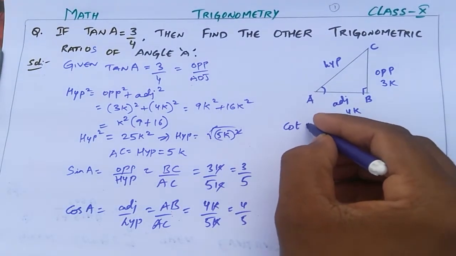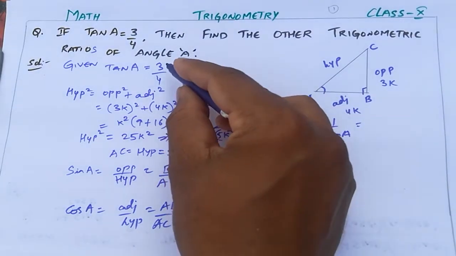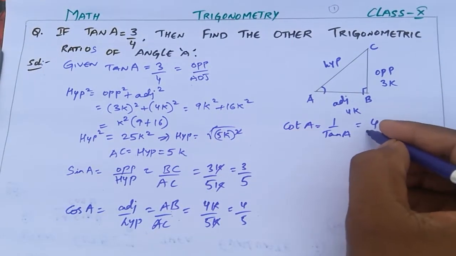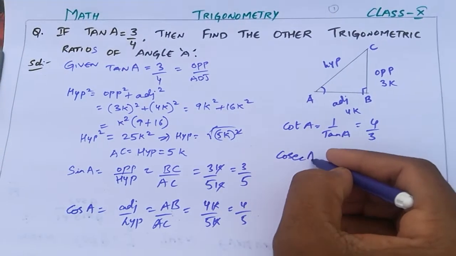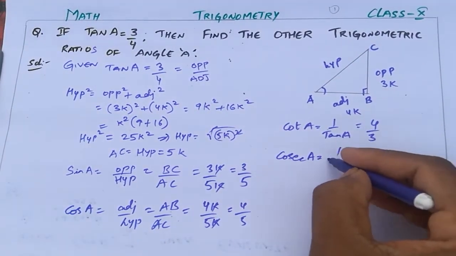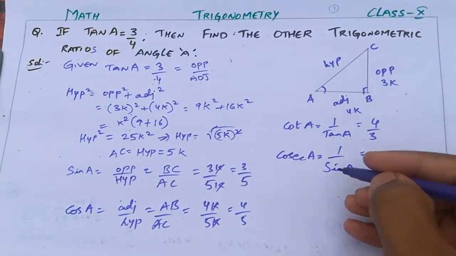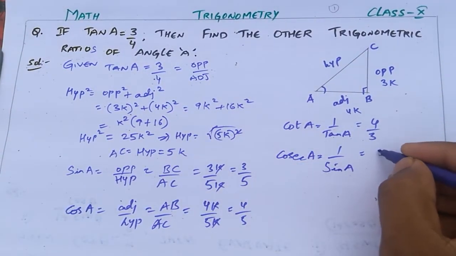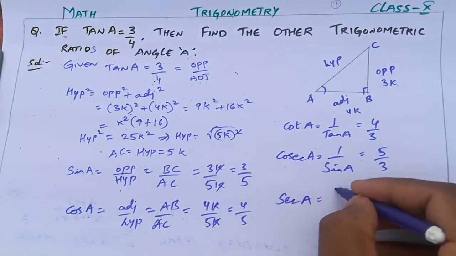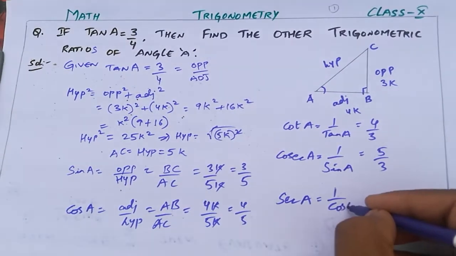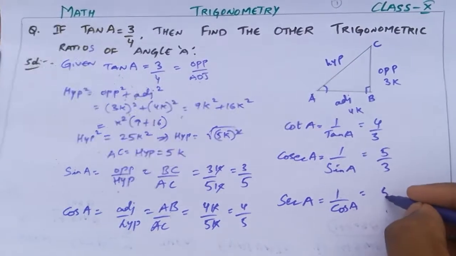Then cot A. Cot A we can simply write as the inverse of tan A, that is reciprocal of tan A. Tan A value is 3 by 4. So the inverse will become 4 by 3. Now cosec A. Cosec A, I already said, is 1 by sin A value. We got the sin A value already. Sin A is 3 by 5. So this will become 5 by 3. Then secant A. Secant A is 1 by cos A value. Cos A value we got as 4 by 5. So secant A is 5 by 4.